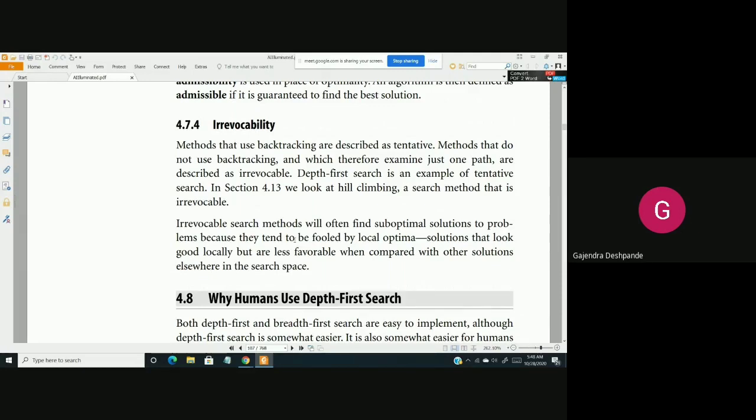You will never visit any node twice. You will visit any node only once. That is irrevocability. For example, in our first chapter we had designed some goal trees, right? Your decision trees, they are irrevocable trees.